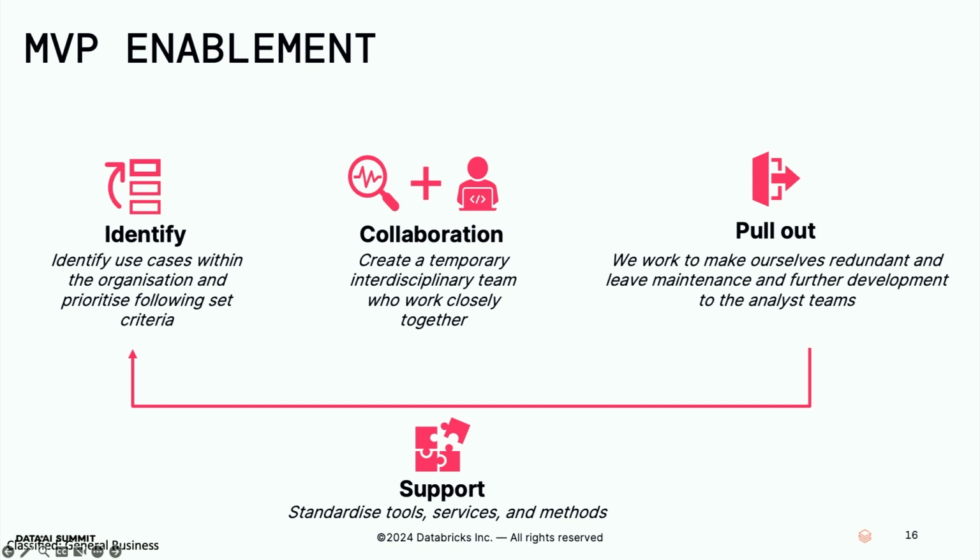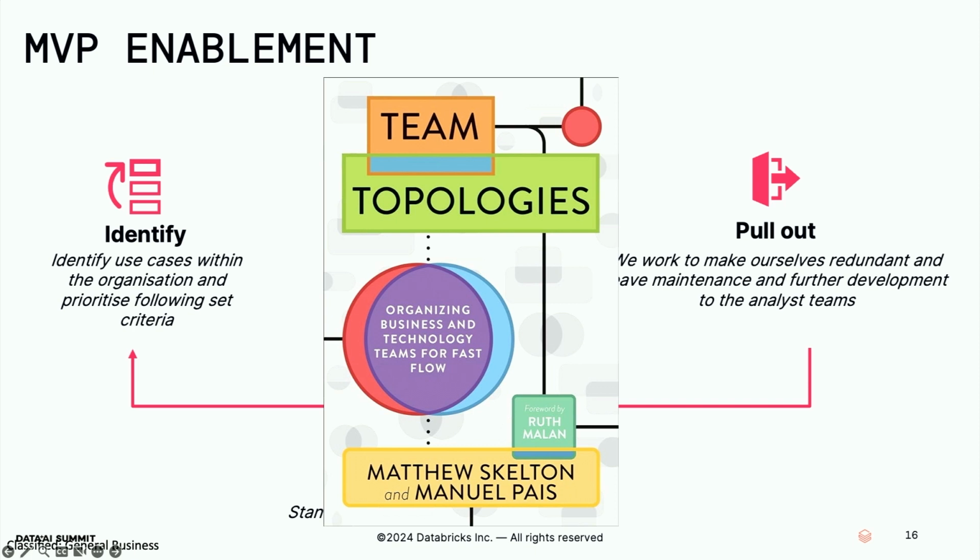This kind of enablement for MVPs, this way of supporting users and also developing their own startup-type solutions, is a method detailed in another book that I really like, called Team Topologies. So there's a bit of going back to the roots and reading books, but these two I really recommend. And so now we know how to develop a minimum viable product that we can then test.